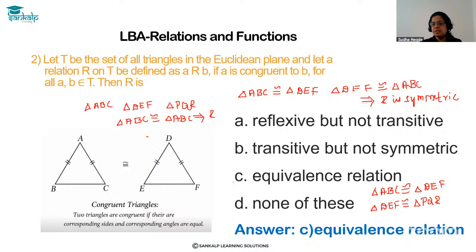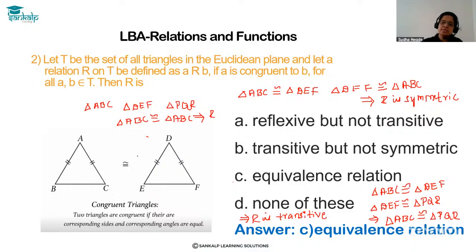That implies corresponding sides and angles of triangle ABC is congruent to triangle PQR. So this implies R is transitive.